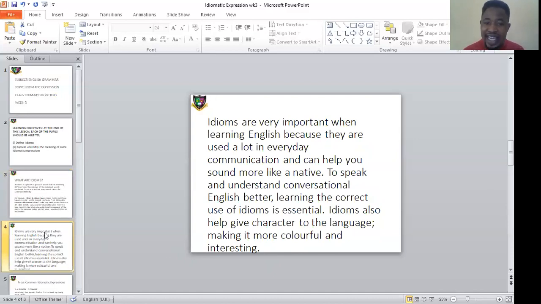Now, I said here that idioms are very important when learning English because they are used a lot in everyday communication and can help you sound more like a native.